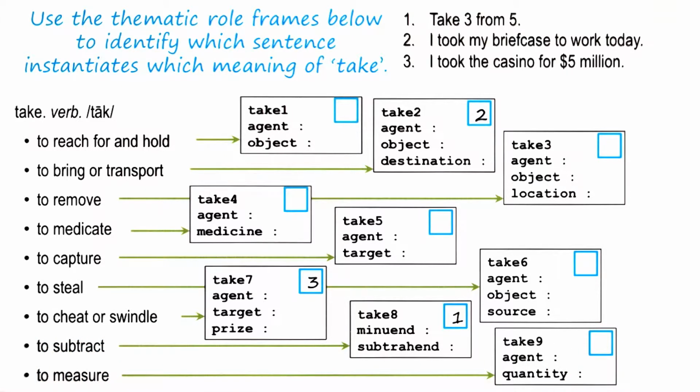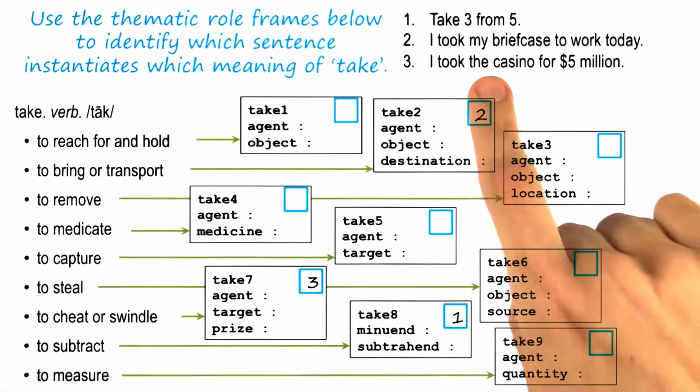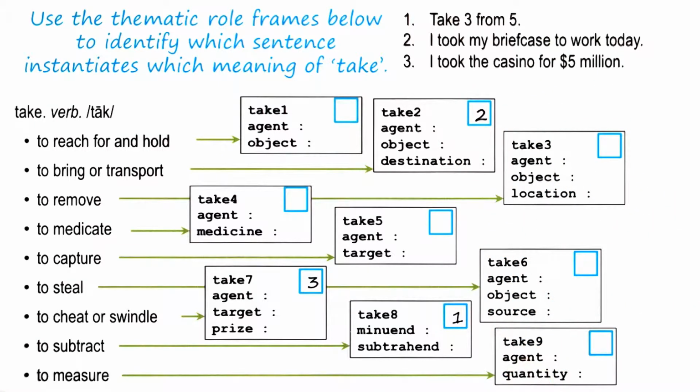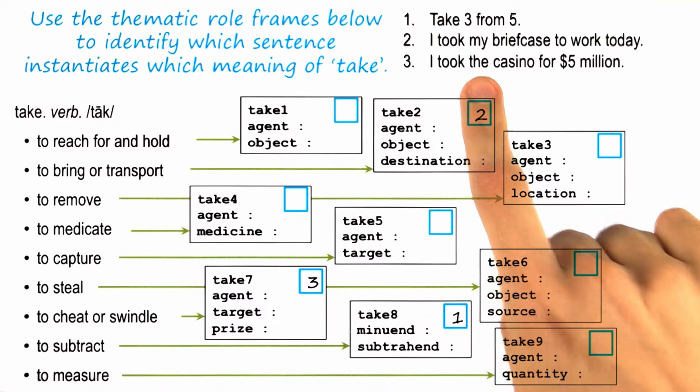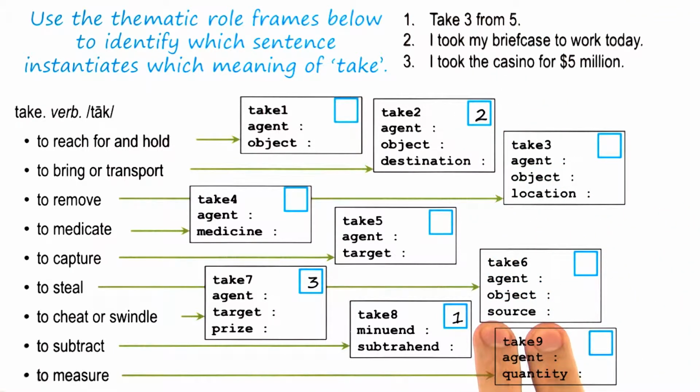But my background knowledge of the idea of source said that sources were usually indicated by the preposition from. If I took $5 million from the casino, then the casino would be a source. But I don't have from in front of the casino here, so I'm not going to regard it as a source. Instead, I'm going to go with take 7.